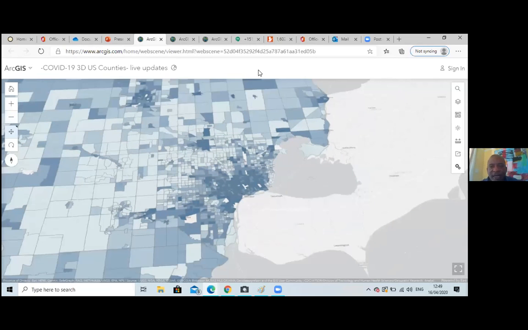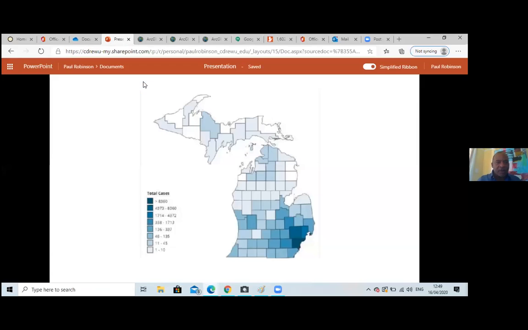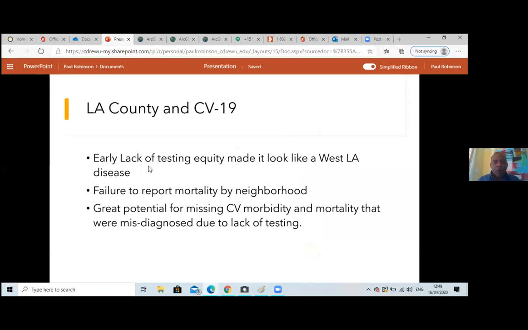So let's go to LA County real quick. Something weird is going on in LA County, something very strange, because unlike most of the places that we've looked at, coronavirus does not follow the social vulnerability index in LA County. So I'm going to go back here for a minute and talk about that. And why is that, right?